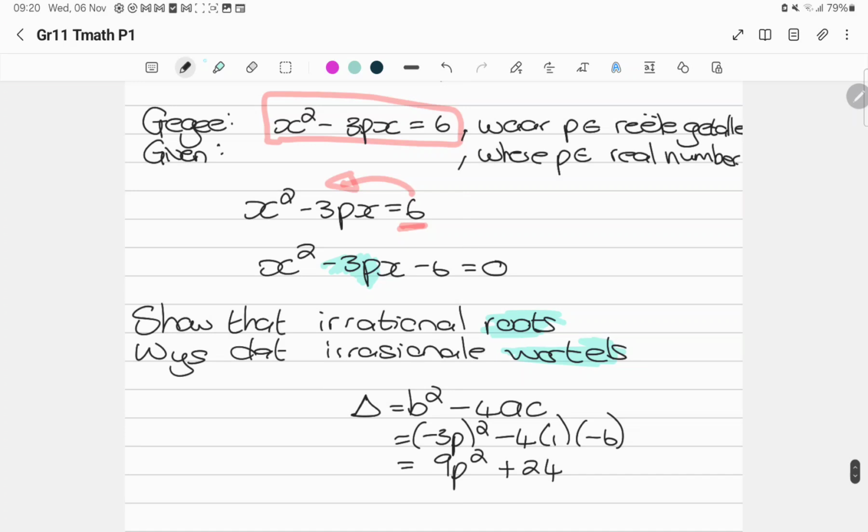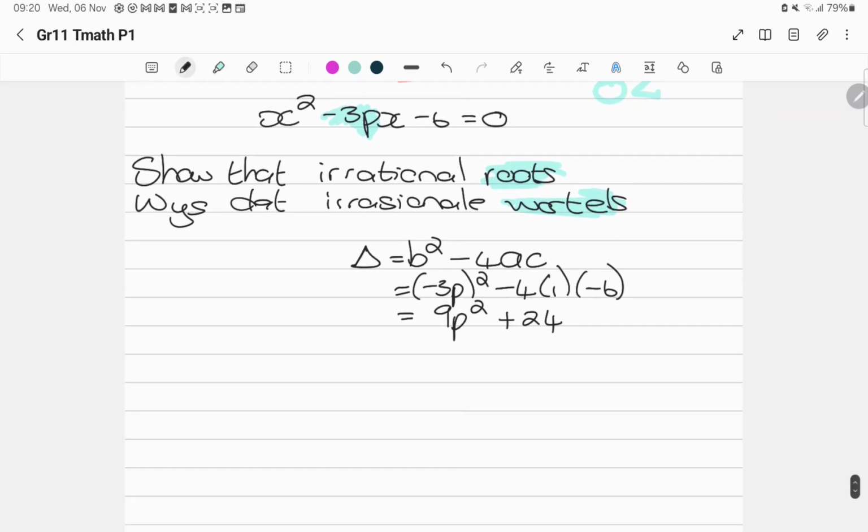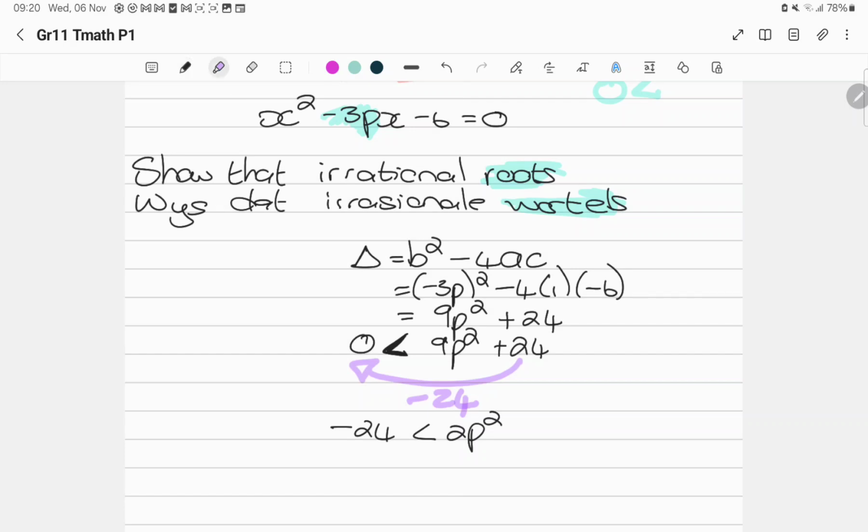Now I still need to get the value of p. Remember what they said at the beginning: where p is a real number. Real number means it has to be a positive number, meaning it has to be greater than 0. So I'm going to put my 0 there, and it has to be greater than 0 for it to be a positive number. And now I'm just going to solve it. The first thing I take over is this plus 24, and if I take it over, it becomes minus 24. So then I have minus 24, 2p squared, and then I divide both sides by 2, which gives me minus 12 less than p squared.